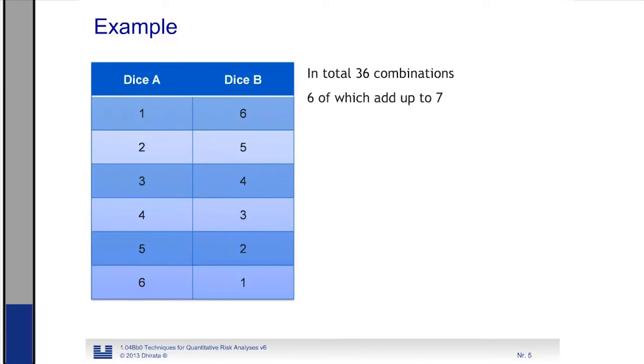Let's see how this works. We have in total 36 combinations, and from these 36 combinations we have 6 combinations which will add up to 7. And now it's very easy to calculate the probability of throwing a 7 with 2 dice, because this is 1 out of 6. For dice this is very easy, but for a lot of the risks that we have in project management, it is a little bit more difficult. Let me explain how this could work.